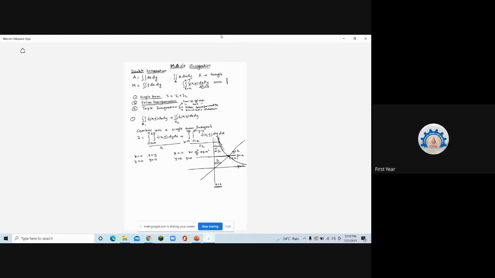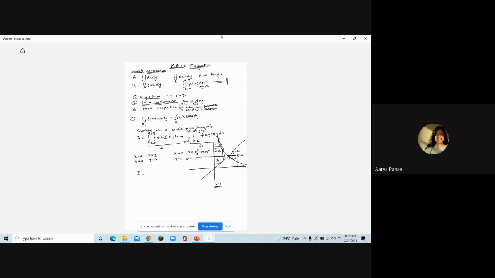Now I want to convert it to a single integration. So what I will do, I will take a vertical strip like this. If I take a vertical strip, it will always be moving from the lower end y is equal to x to the upper end, the rectangular hyperbola.